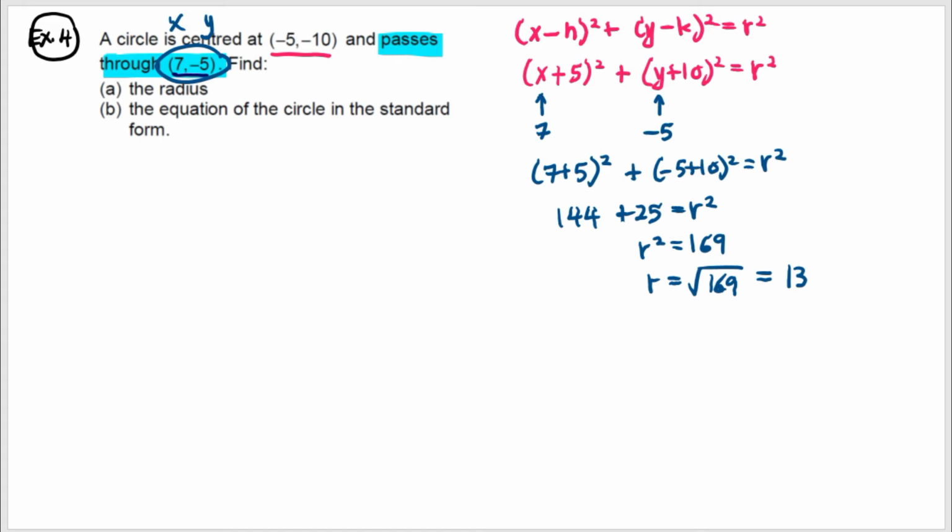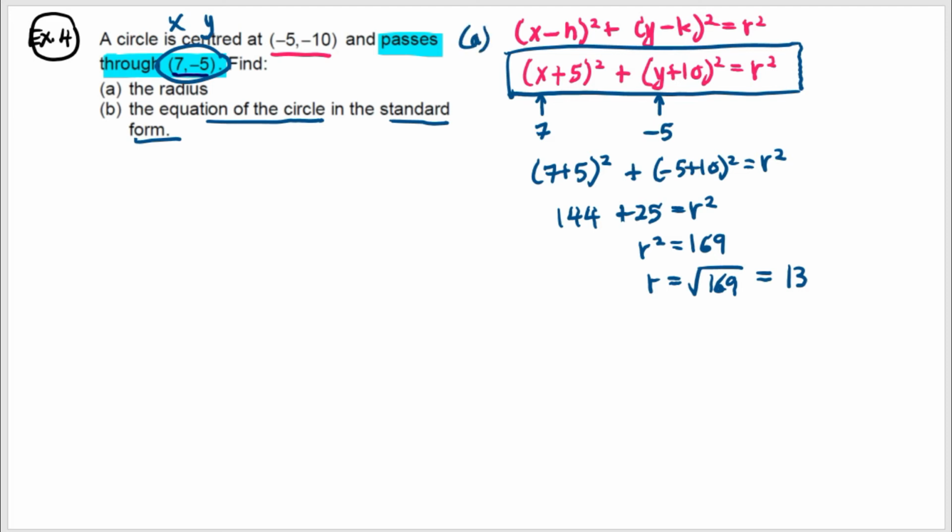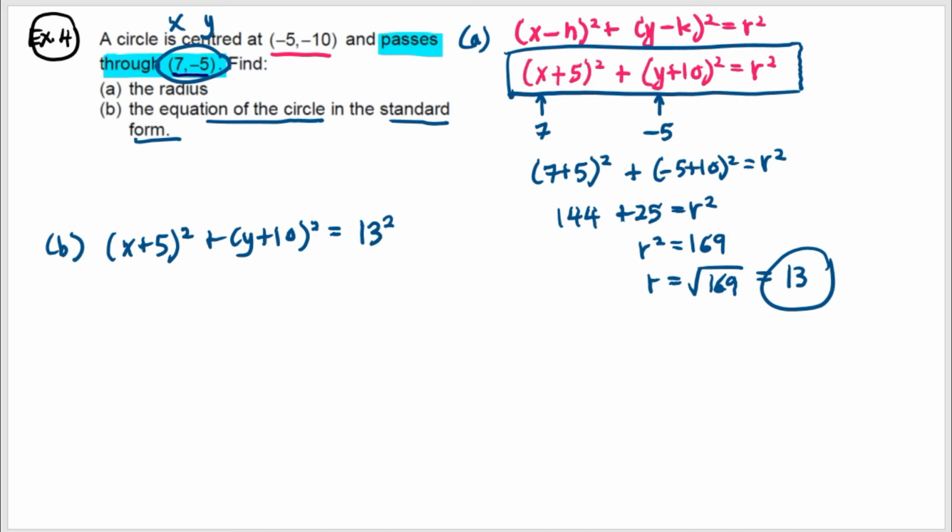Now we already got the radius. We need to find the equation of the circle in the standard form. So you just need to write back this equation with the value for r, which is 13. So this is for a. Now I'm going to write the equation of the circle in the standard form. Therefore I have (x + 5)^2 + (y + 10)^2. r is now 13, so 13^2. Or you can write (x + 5)^2 + (y + 10)^2 = 169.